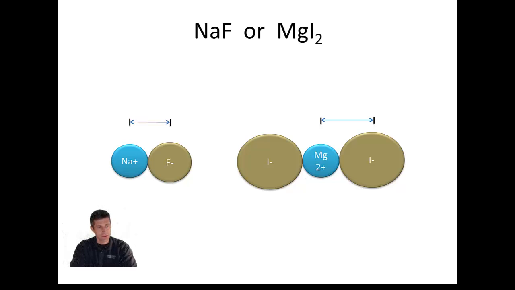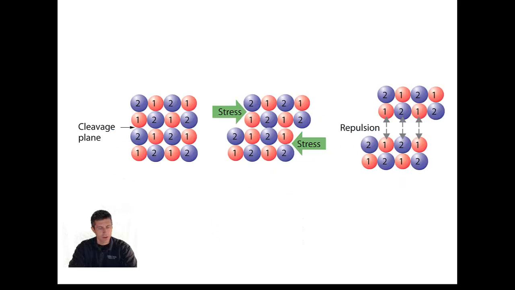For these distances, changing the charge has a much greater effect on lattice energy than changing the distance. So in this case, magnesium iodide is going to have a much higher lattice energy than sodium fluoride, since the available charge is twice as great. Due to the way the solid forms, and here representing the solid by 1s and 2s, you can imagine 1s being negative charges and 2s being positives if you like.